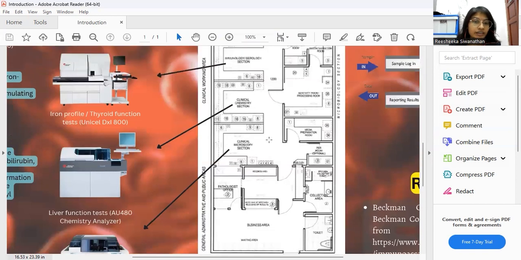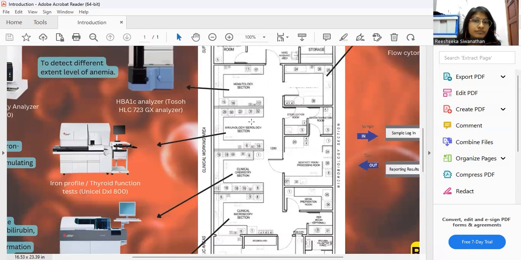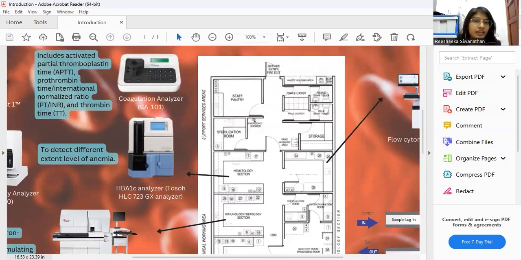Next, the clinical area comprises the clinical microscopy section, clinical chemistry section, immunology section, hematology section, flow cytometry room, and sample processing room. The support service area comprises the sterilization room, emergency shower, hand washing area, storage area, fire exit, and bay holding area.